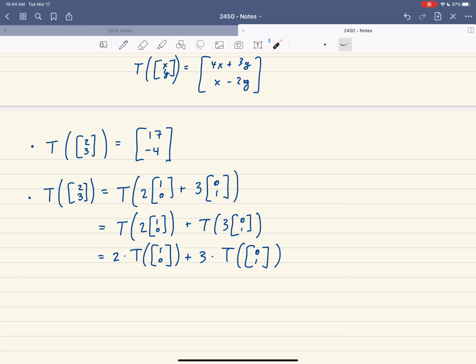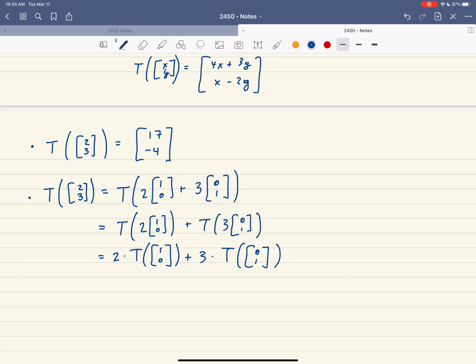Because of linearity of the linear transformation, we can rewrite our input in this way. So you can separate it first by linearity and then by homogeneity. And so if we know these two values, we know everything. Because we could have done this for any input vector, and in fact, we will do this for any input vector in a second.